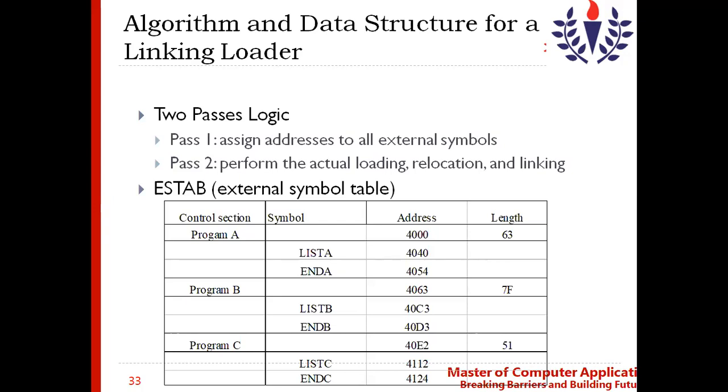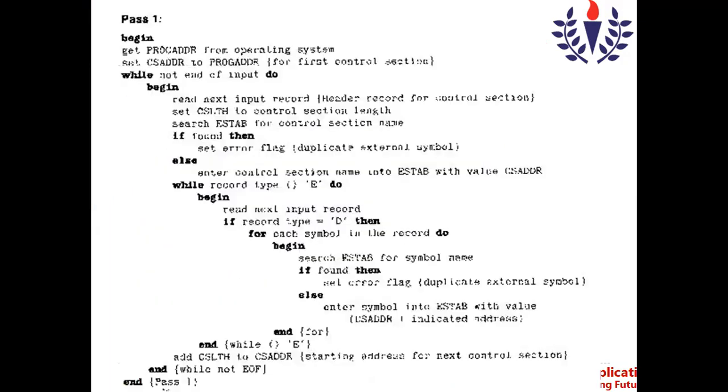The same procedure will be followed for the next symbol, NDA. For NDA, the relative address is 0054. Adding 4000, we get 4054. Now, if you see the algorithm, the value is mentioned as CSADDR plus the indicated address. The indicated address is nothing but the relative address, and CSADDR is taken from the starting address of program A.